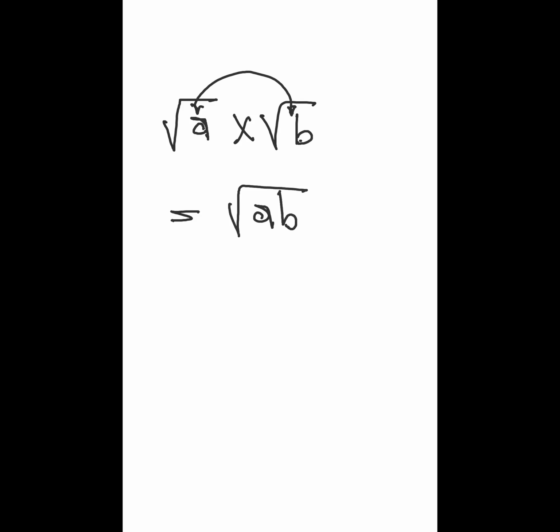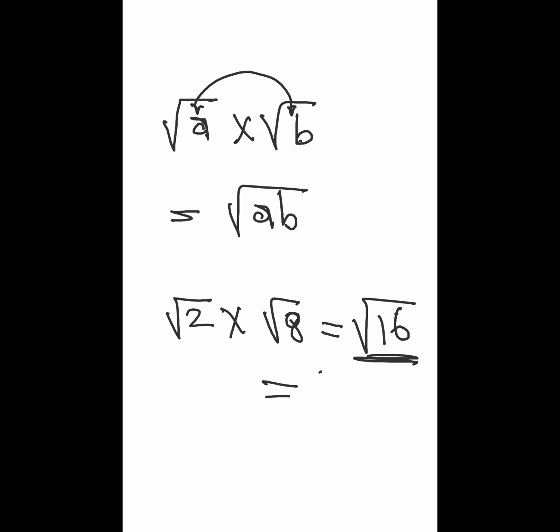Again, I said the first rule: if there is a square root of a number like a multiplied by a square root of a number like b, I will just multiply the two numbers, that's it, okay? So it will equal the square root of ab. A numerical example: square root of 2 multiplied by square root of 8 will equal the square root of 2 times 8, which is 16. And now the square root of 16, actually, this one is equal to 4. Now it's clear, guys? Okay, very good.